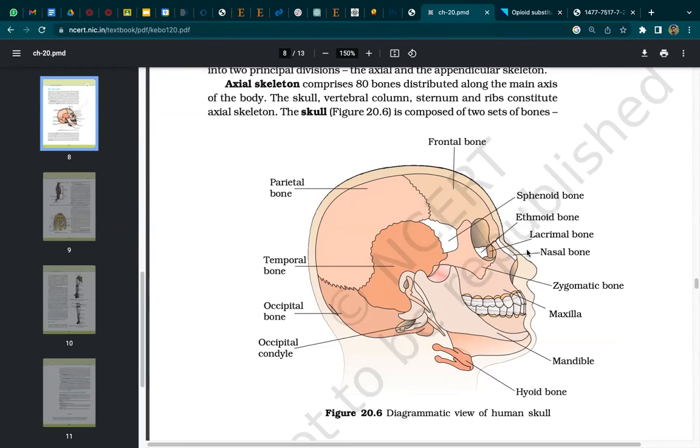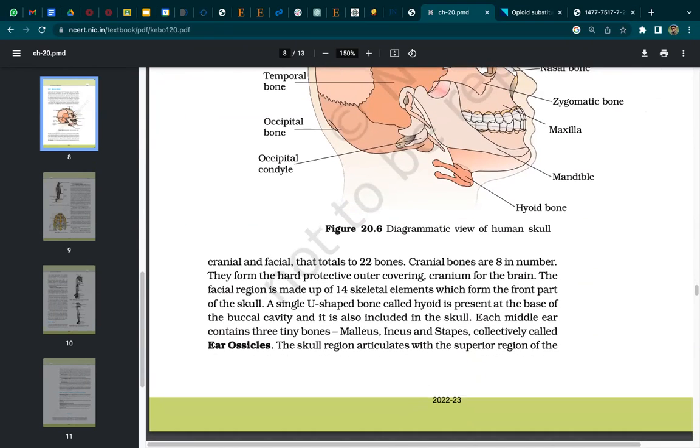Then sphenoid, ethmoid, lacrimal, nasal. Lacrimal is where your tear glands are, so the bone beneath it at the corner of your eyes. Nasal bone is your nose cavity. Do you see this part? The outer nose is all made up of cartilage. So the bone part is just like this. That's why whenever you see a bony skull, you will not see a nose on it, because the nose is not made up of bone, it is made up of cartilage, the outer nose. Is that clear, everyone? So far, so good?